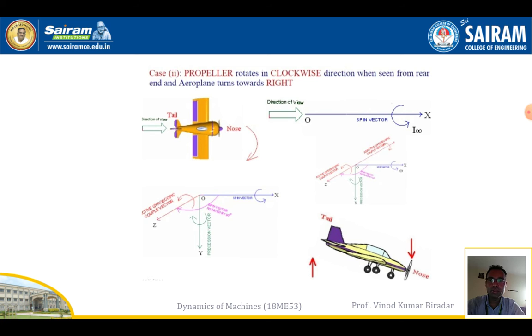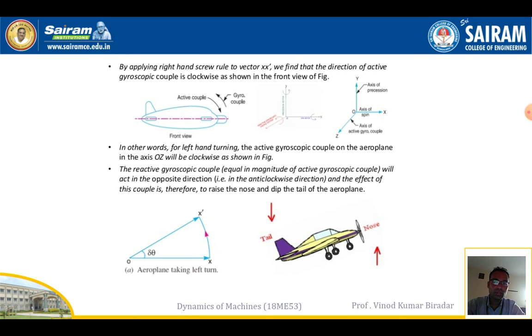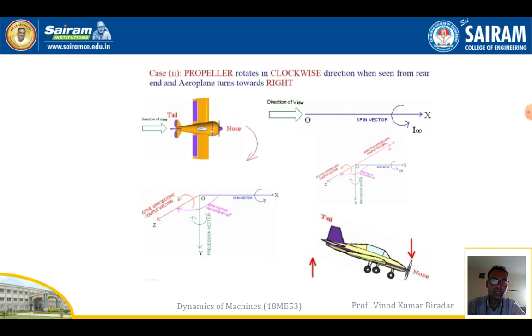Okay, so case 2 will be there when the propeller rotates in the clockwise direction when seen from the rear end, and the aeroplane turns towards the right hand side direction. So what will be the effects here? Reverse of that. So here the tail is dip and nose is raised. So in this case tail is raised, nose will be dip. So okay, this is the main effect of gyroscope couple in the aeroplane ship.